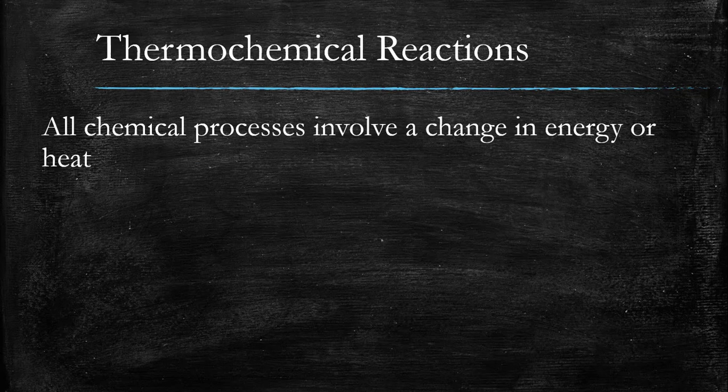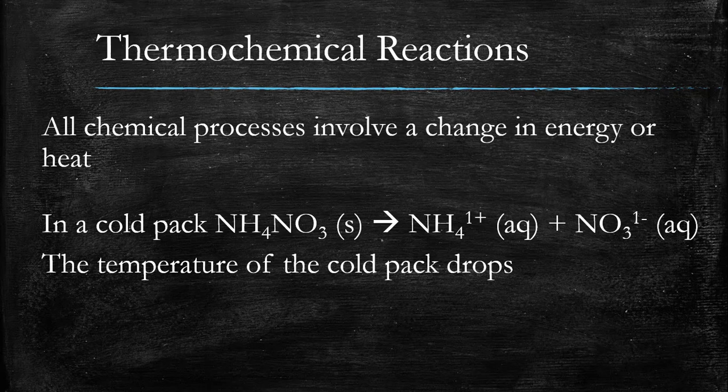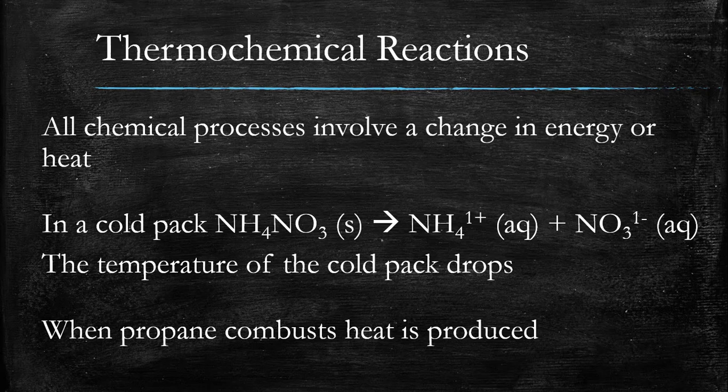Now, all chemical processes involve a change in energy or heat. For example, a cold pack you can buy from the drugstore is actually a container of solid ammonium nitrate and a plastic bag of water. When you pop it, the water bag breaks, the ammonium nitrate dissolves and becomes ammonium ion and nitrate ion. That dissolution of the ammonium nitrate causes the water temperature to drop. On the other hand, propane, which we saw in a previous example, when it combusts, releases heat.